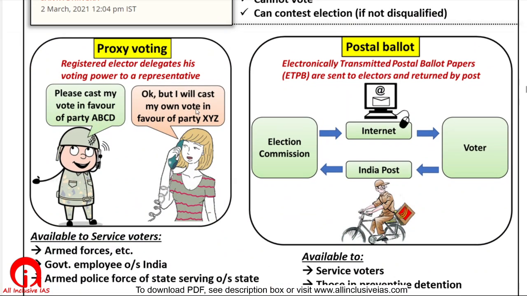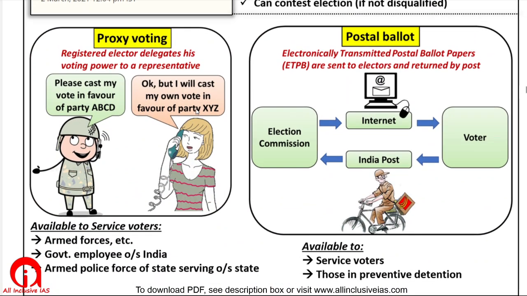Proxy voting. Suppose you don't go to your college, right? And you tell your friend, please put my proxy. Then your friend will put her attendance as well as your attendance, right? So the friend will be casting two votes, one for herself and one for you. That is proxy voting. This is available, but who can use it? It is available only to service voters.